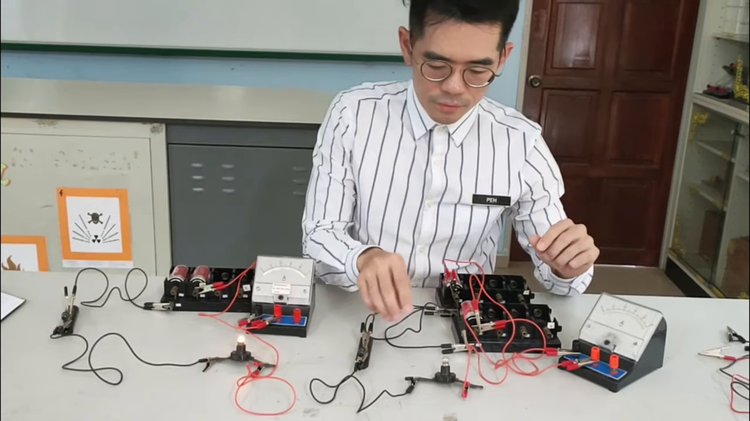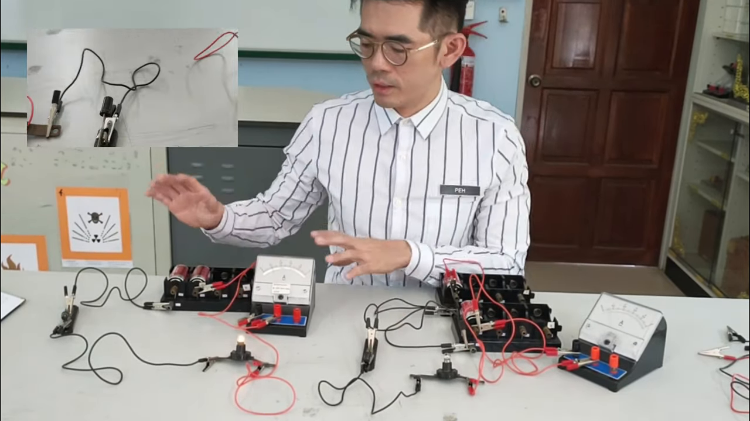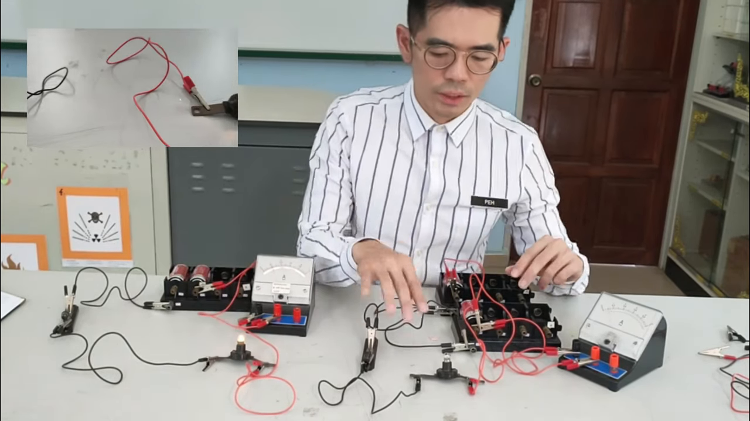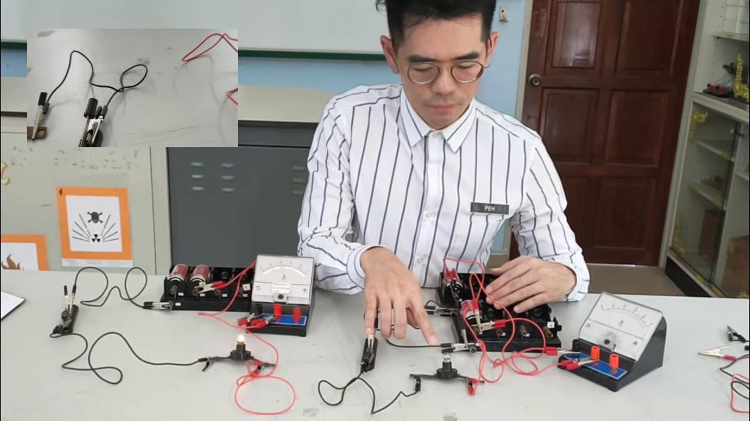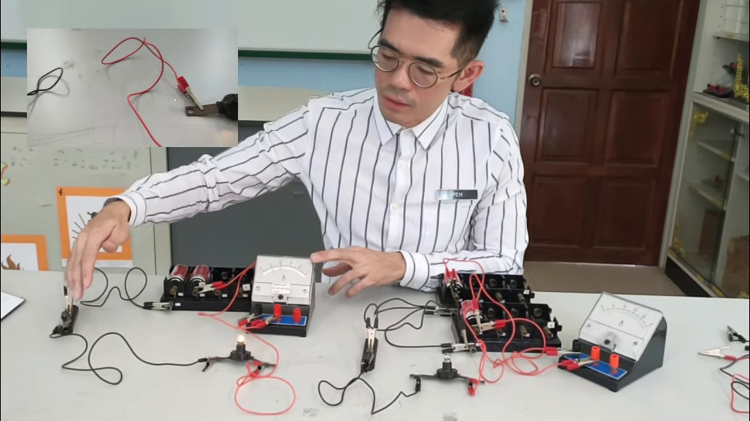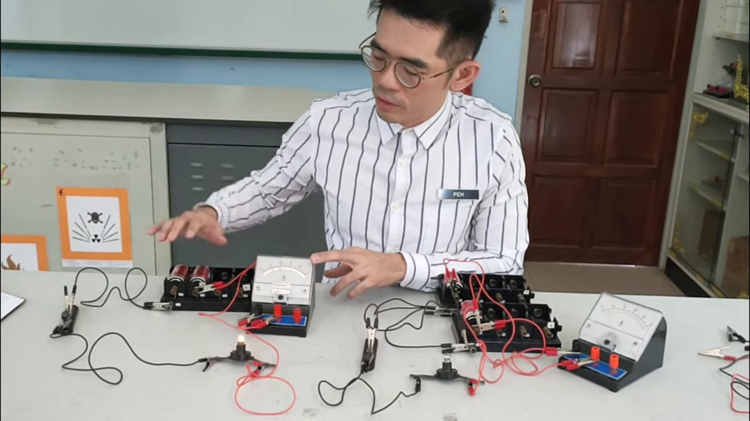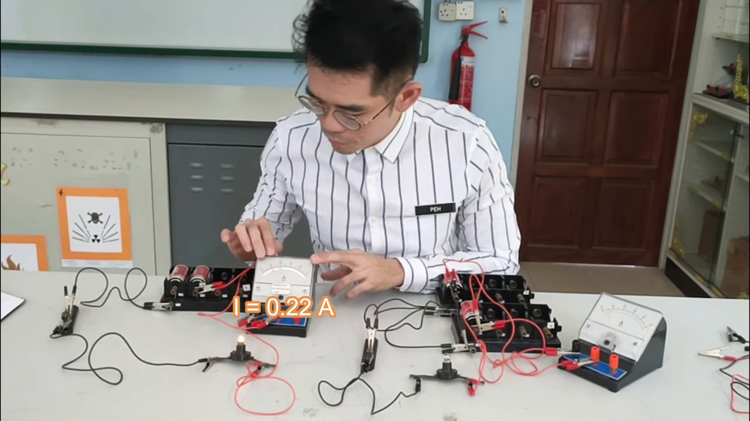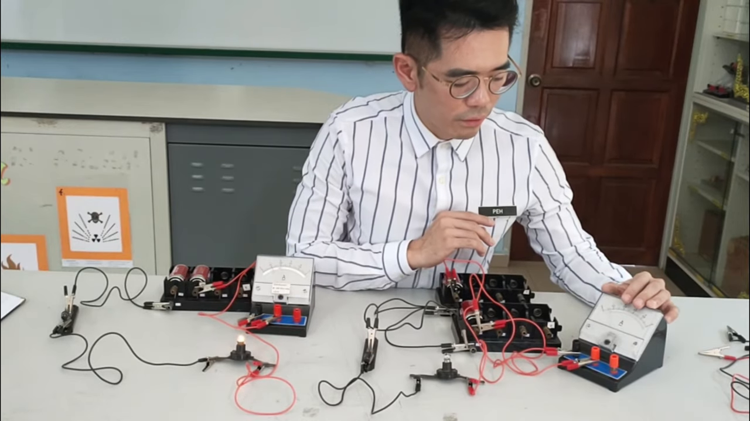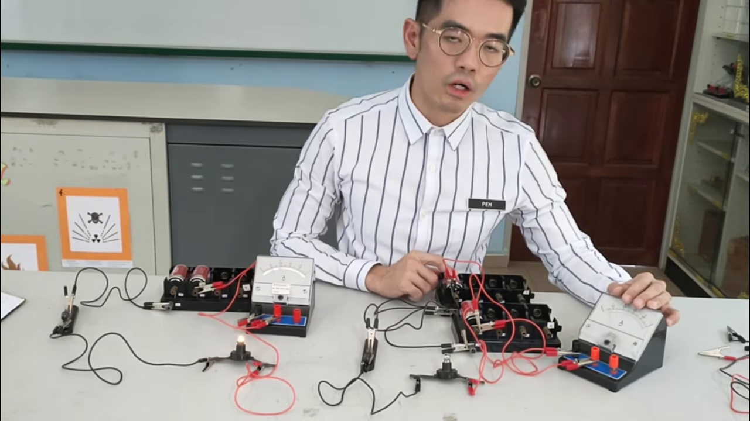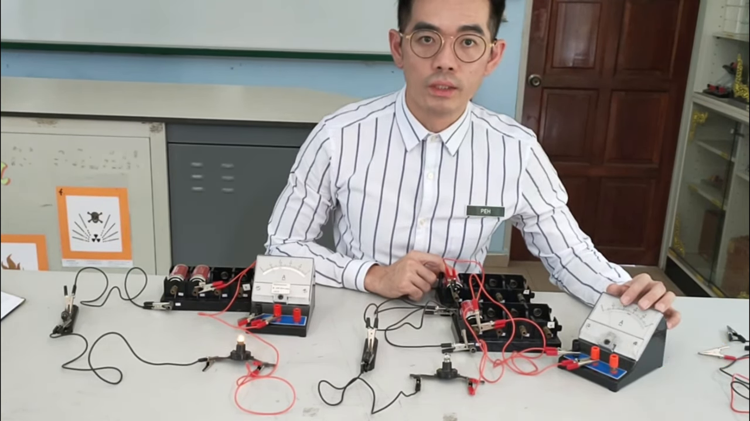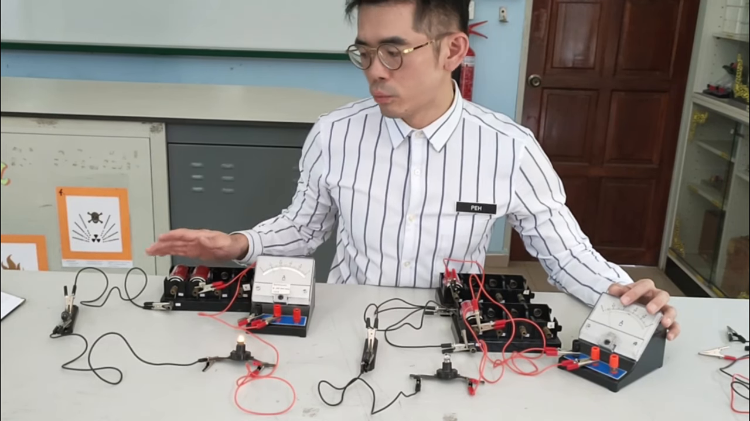You can see very clearly that the light bulb for the light cell which is connected in series is brighter compared to the light bulb which is connected in a parallel circuit. And the current flowing in the circuit where the light cell is connected in series is also showing higher, okay, which is about 0.2. While for the ammeter in the circuit with the light cell connected in parallel, it is only 0.8, which is lower compared to the light cell connected in series.